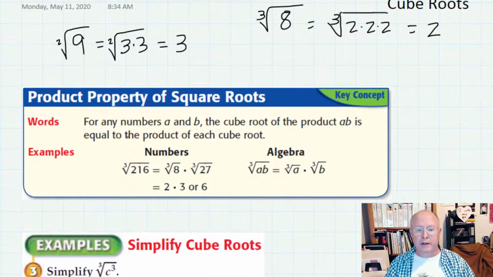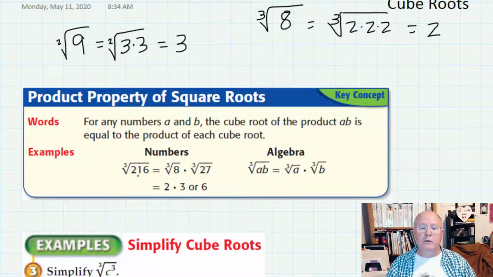So we come down here now, this product property of cube roots. And it says, for any numbers a and b, the cube root of the product a times b is equal to the product of each cube root. All right. So they use this value, the cube root of 216.